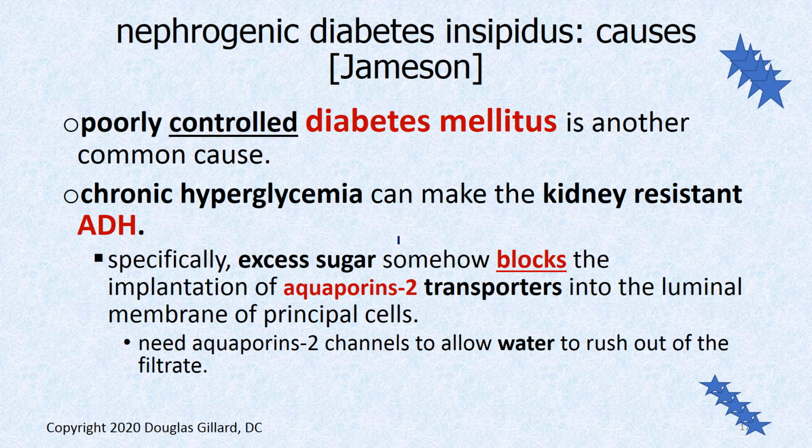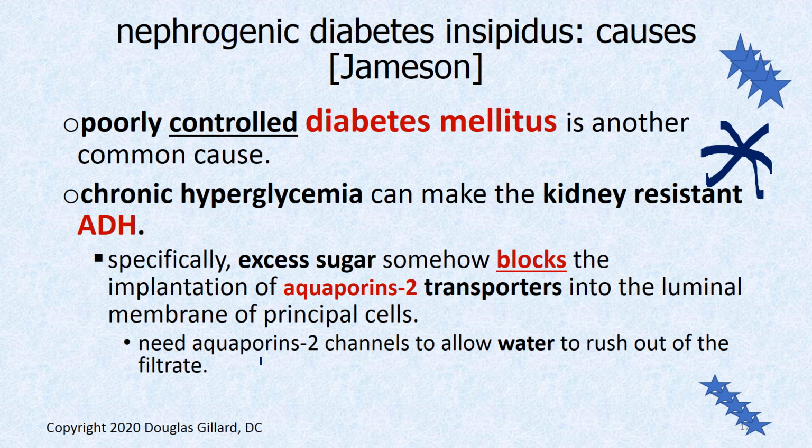Interestingly, poorly controlled diabetes mellitus can actually cause nephrogenic diabetes insipidus. I love that question, because intuitively that sounds crazy, but it does. What's the deal with that? Turns out the excess sugar floating through in uncontrolled diabetes will soak into the principal cells, like all sugar does, but there's so much of it that it interferes with the implantation of aquaporin 2 transporters into the luminal membrane. So again, an aquaporin 2 problem caused by excess sugar in the blood.